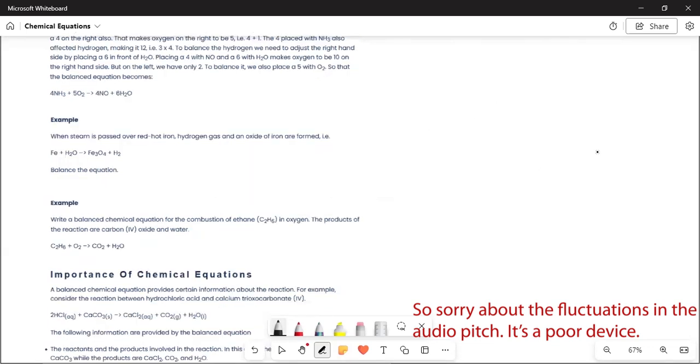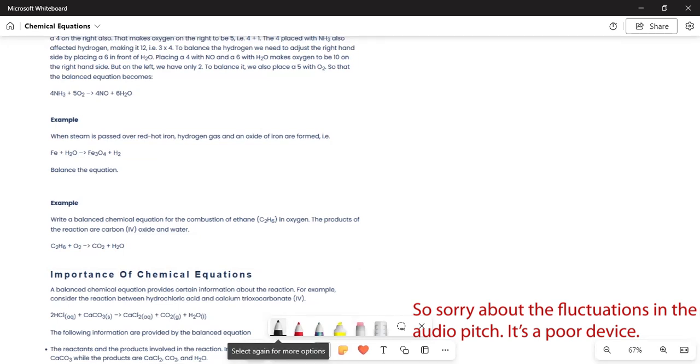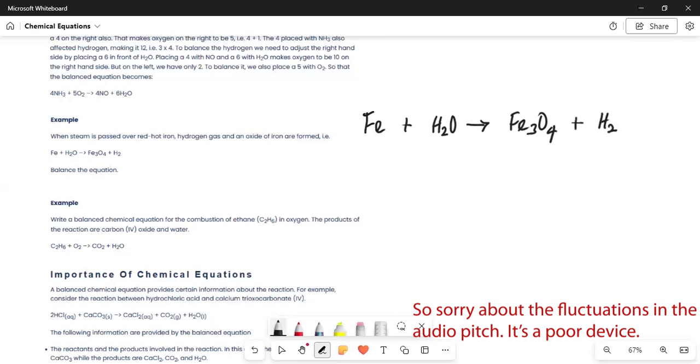When steam is passed over red hot iron, hydrogen gas and an oxide of iron are formed. Balance the equation. We have written the equation here for us, but it's unbalanced. We have to balance it. That is Fe, iron, plus H2O, water, giving us iron oxide, that is Fe3O4, plus hydrogen gas. So we have to balance the equation. We start by doing atom count.